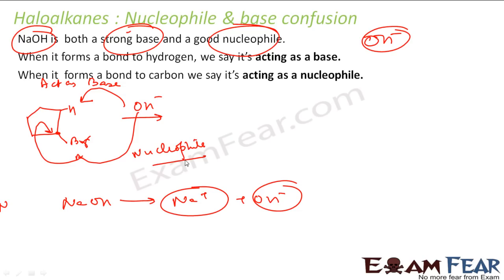So it is all the same, right? This OH⁻, when it is attacking hydrogen, it is acting as a base. When this OH⁻ is attacking carbon, it is acting as a nucleophile. Please understand, this is a very critical concept here. When this particular compound, OH⁻, attacks hydrogen, we call it a base. When this compound attacks a carbon, we call it a nucleophile.